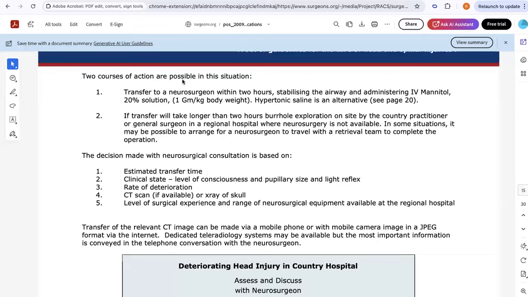So two courses of action are possible. Transfer to a neurosurgeon within 2 hours, stabilizing the airway, which is your intubation, administering IV mannitol. If IV mannitol is not there, then the alternative is hypertonic saline, which is 3% normal saline. If transfer is going to take more than 2 hours, burr hole exploration on site by the country practitioner or a general surgeon will be required.